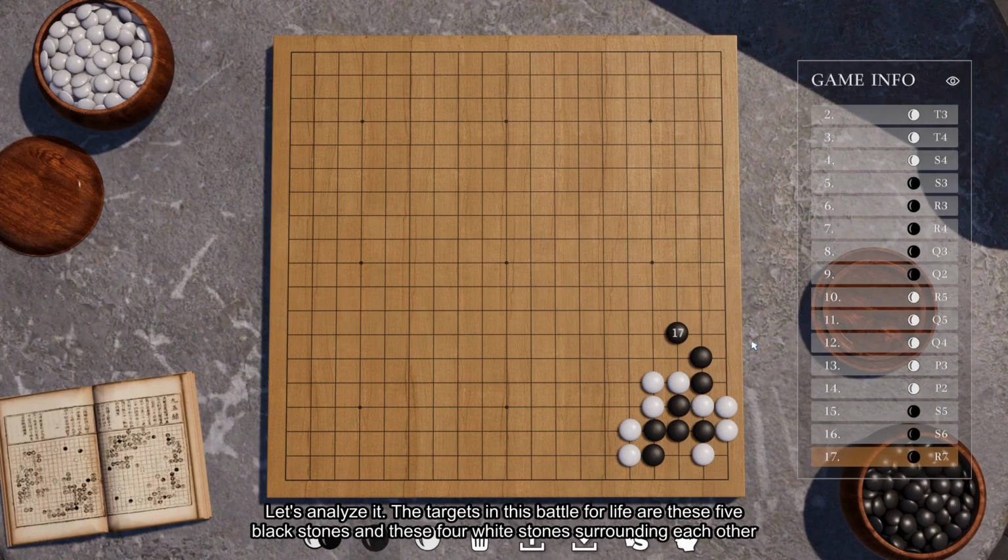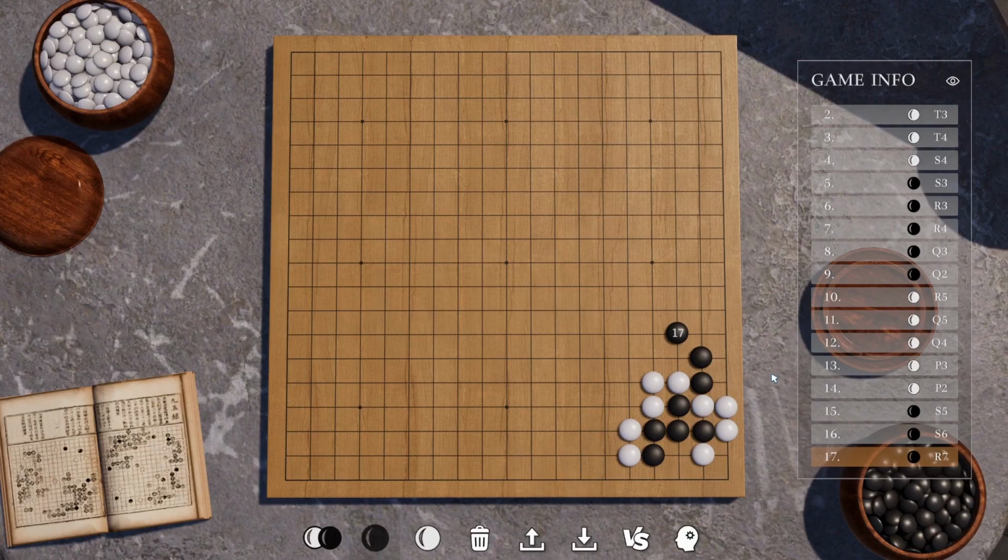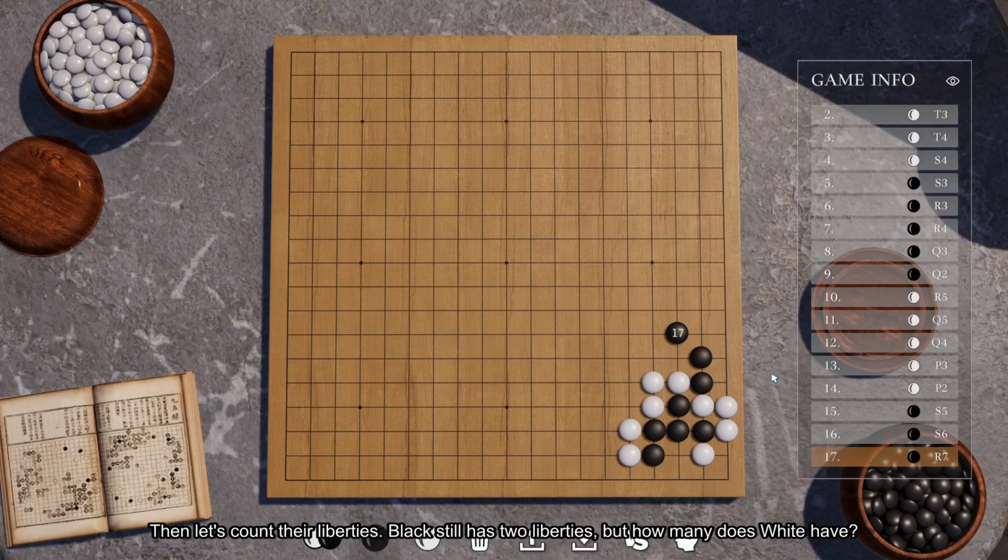Let's analyze it. The targets in this battle for life are these 5 black stones and these 4 white stones surrounding each other. Then let's count their liberties. Black still has 2 liberties, but how many does white have?